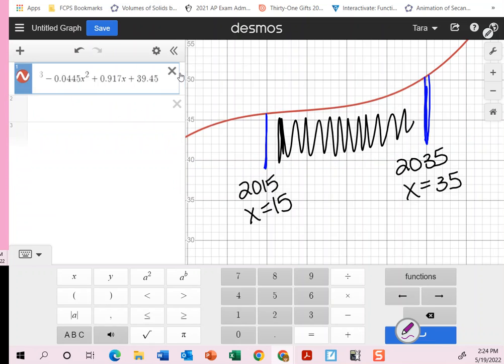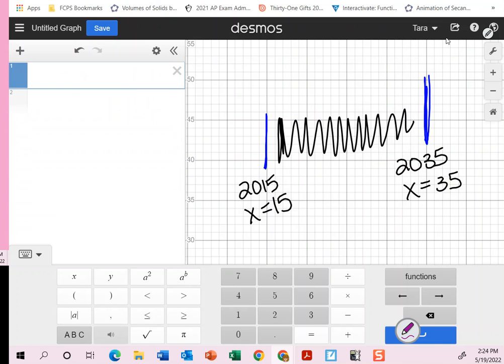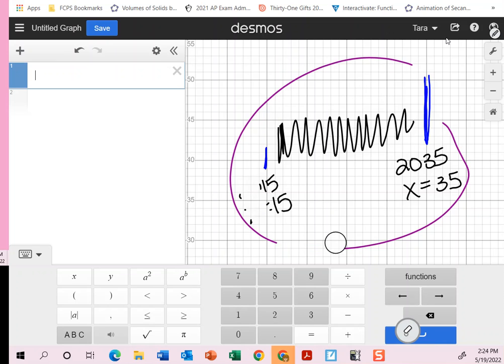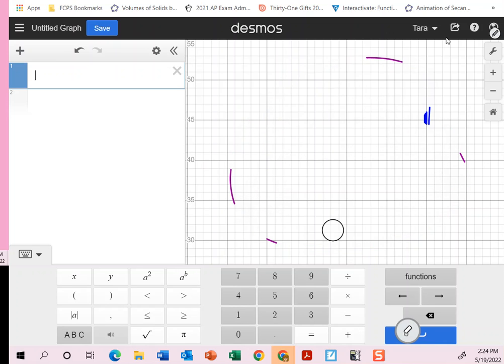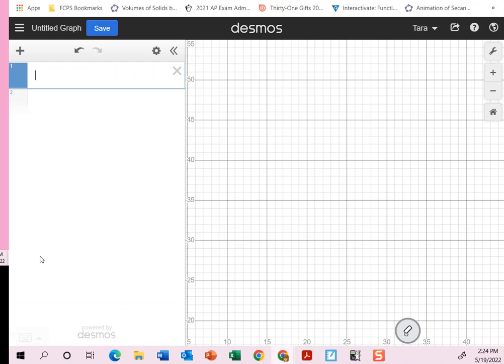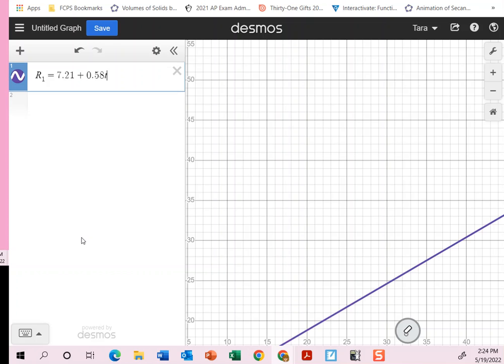Let's pop these off. Let's get rid of all this. Oops, not like that. Okay. Oh, and I'm going to use my new trick. Which is not going to work for some reason. Maybe because this is popped up. Yeah. If my keyboard's popped up, it doesn't understand. So R1 is 7.21 plus 0.58 T.